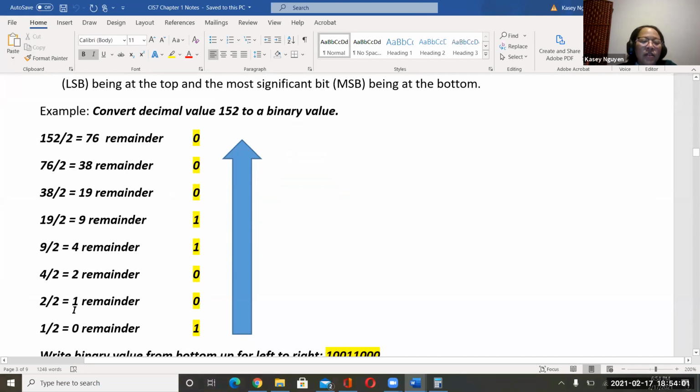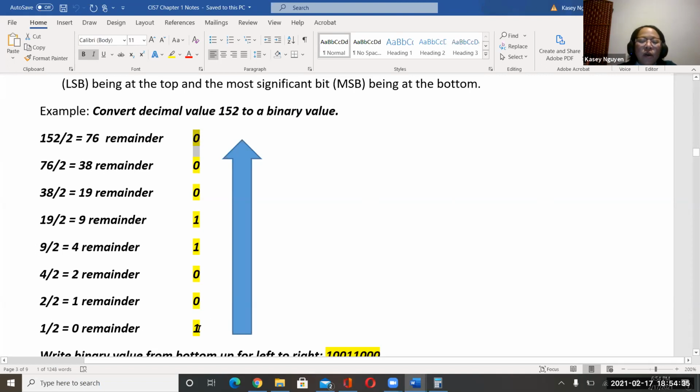Then 1 divided by 2. We're not done here. A lot of the students make the mistake of stopping right here, which means we're missing a digit. When you still have a quotient, you keep going until it gets to 0, and that is where you stop. So 1 divided by 2 is a 0 with a 1 remainder. So that's a 1. Since 152 is an even number, the least significant bit is going to be 0.